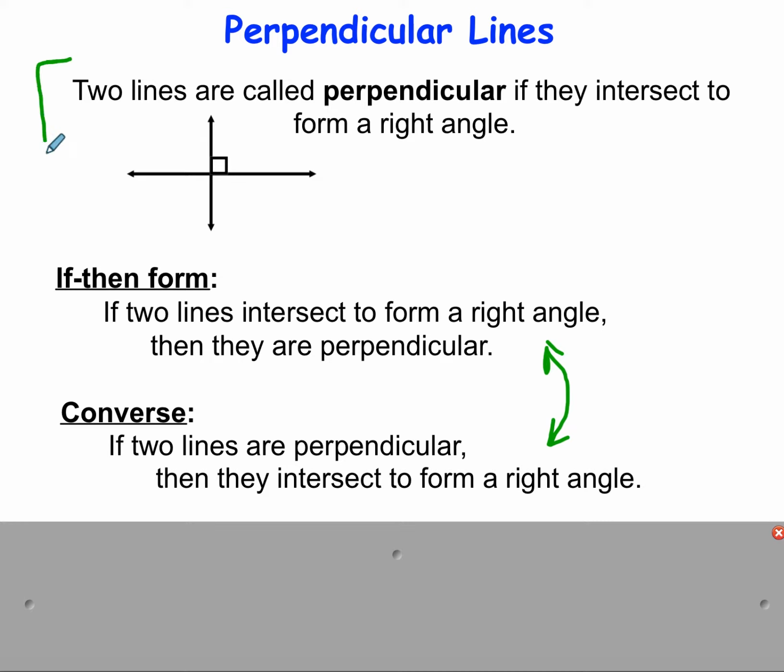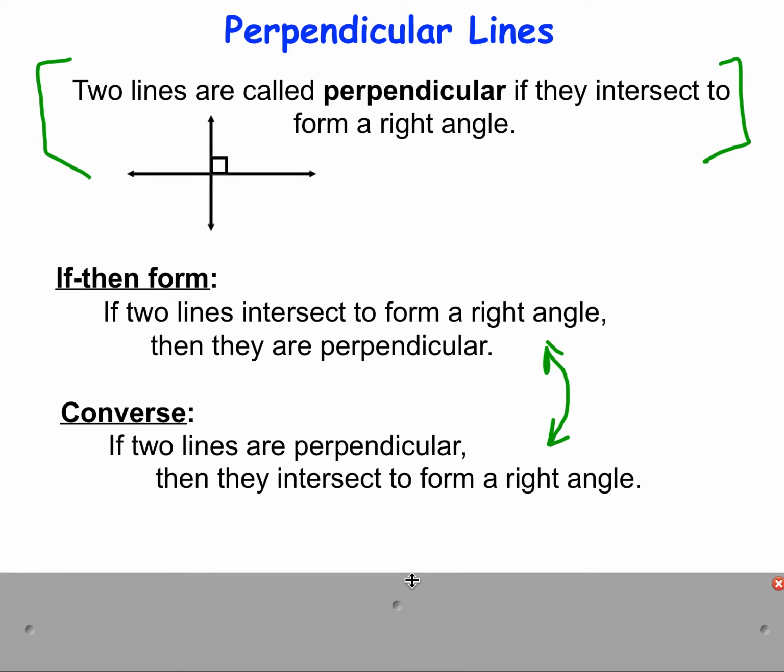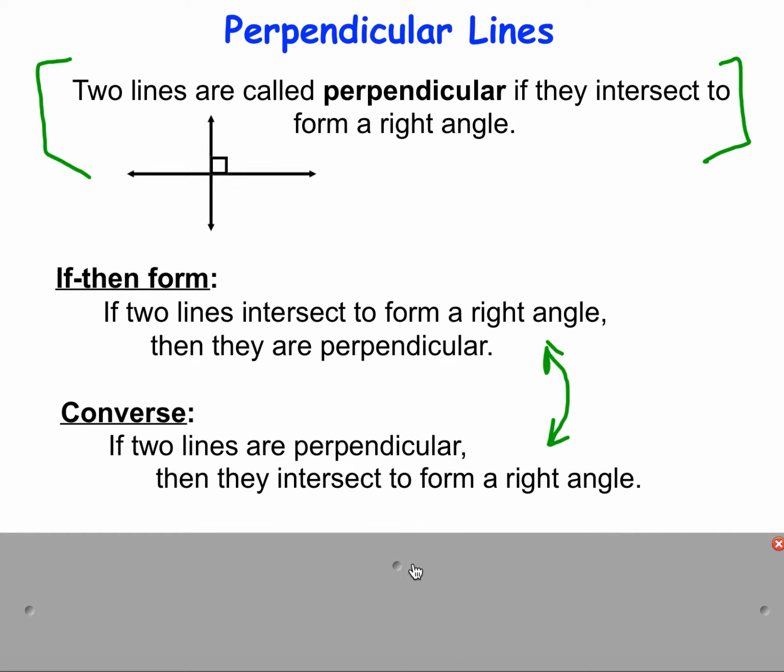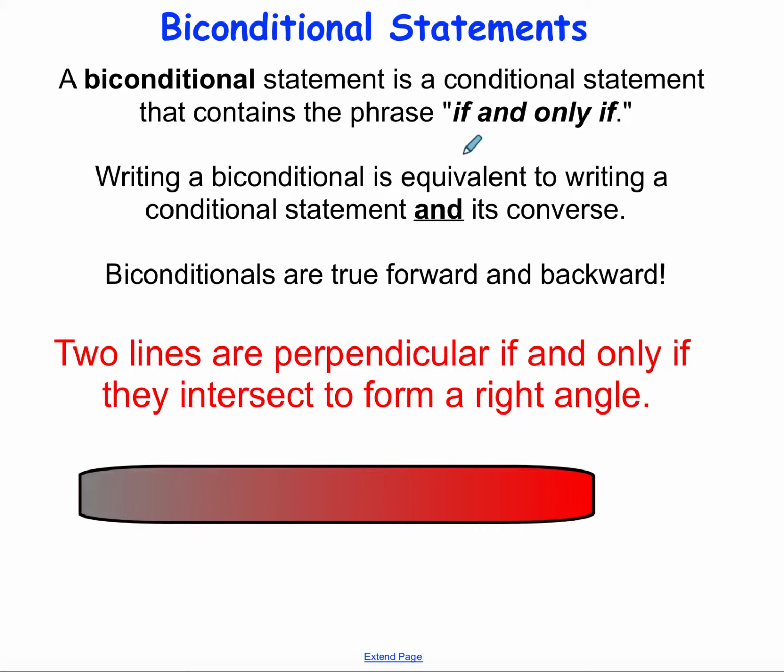Remember, with definitions, we learned in the last section that definitions are true both forwards and backwards. So if two lines intersect to form a right angle, then they are perpendicular. Because this is a definition, if I reorder it and I write the converse, both of those will be true. Okay, and we actually have a special name for those types of statements that are true forwards and backwards, and those are called biconditional statements.